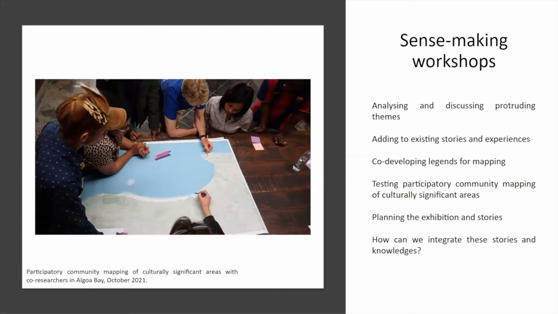But that was also to fit in with the marine spatial planning process. And we were testing how much it made sense for the co-researchers to put down the different uses and connections they had to specific areas of the coast. Through those sense-making workshops, we also planned the exhibition and the specific stories that people wanted to share. And we discussed how we can integrate these stories and knowledges in ocean management.